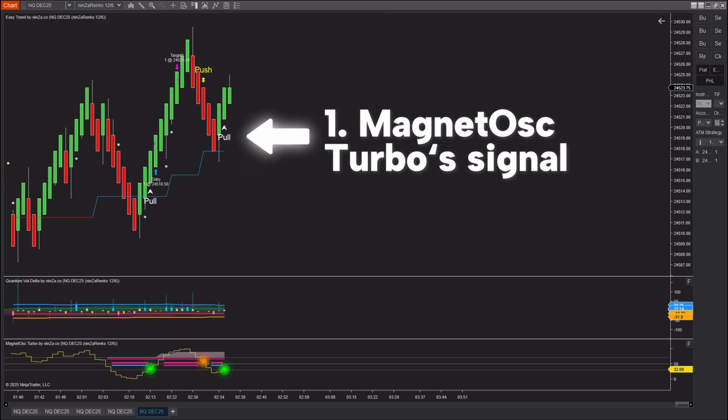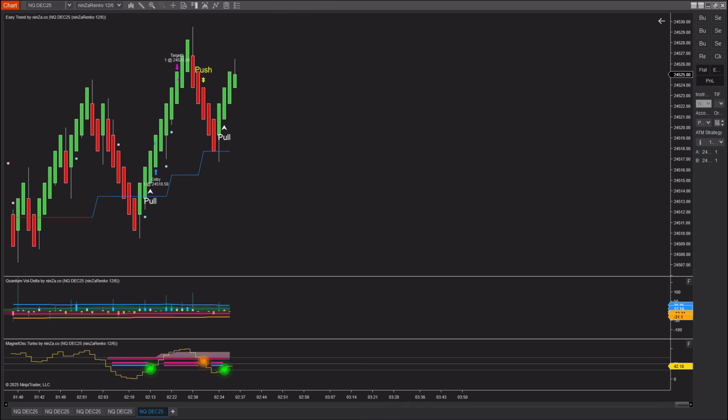Next, right here we can see that Magnet OSC Turbo has already given us a signal. But according to our checklist, we don't jump into a trade just yet. What we really need is a confirmation from Quantum Vol Delta, and that should happen within the next 2 to 3 candles. That's when we know for sure that buying pressure has actually kicked in.